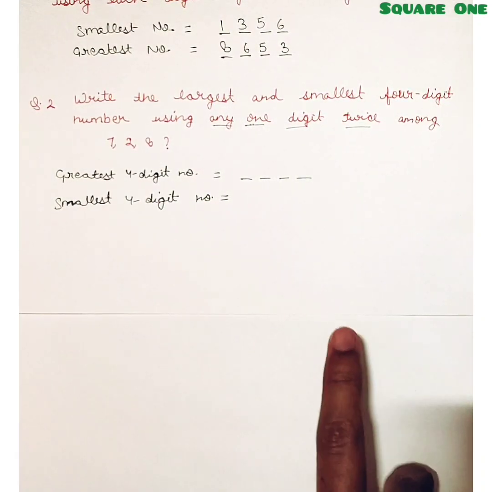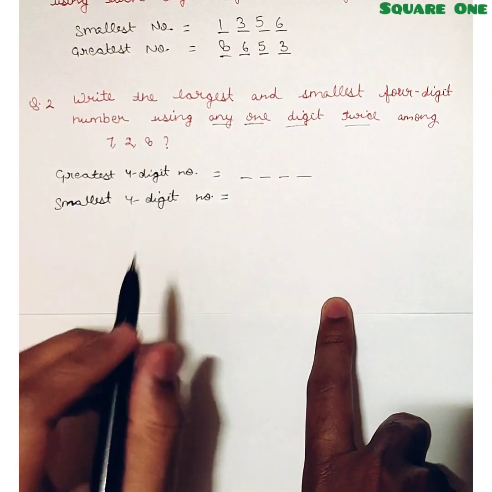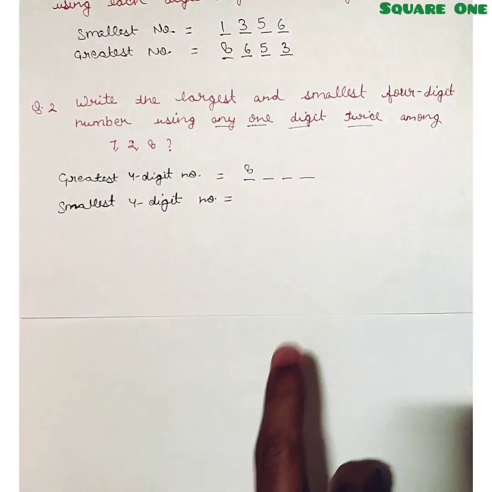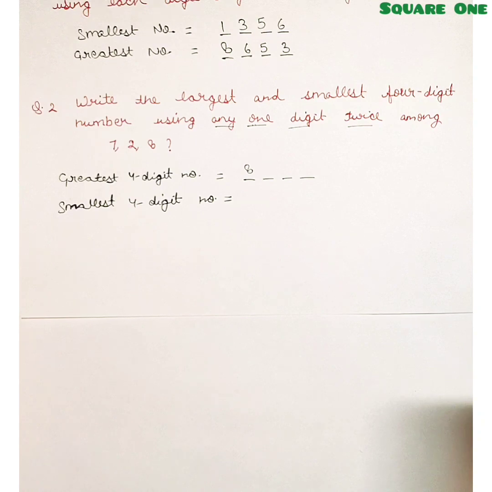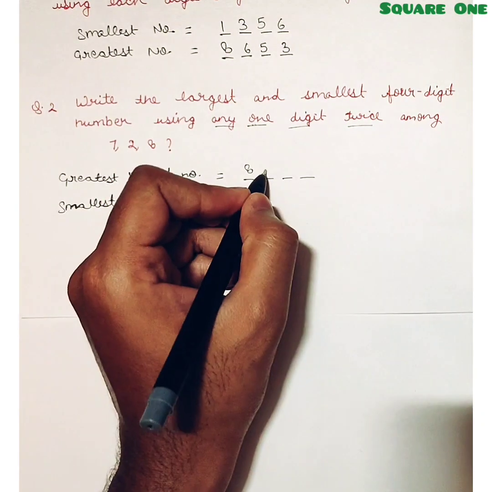Now the greatest 4-digit number will start from 8. Since I am allowed to write one digit twice, I will use 8 again because I have to write the greatest number.